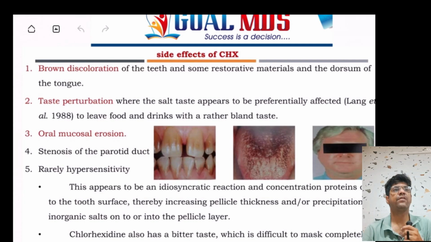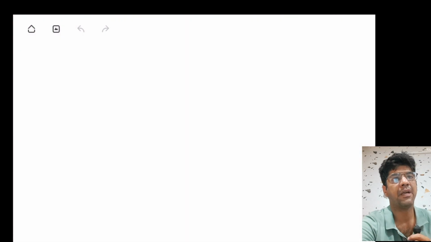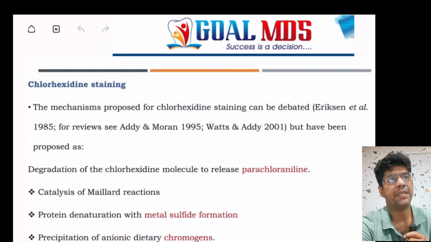While the side effects of chlorhexidine, there could be brown discoloration of teeth, as you can see in this picture. There could be taste perturbation, and the salt taste appears to be preferentially affected. Oral mucosal erosions, stenosis of the parotid duct. Rarely, hypersensitivity could be a side effect of the chlorhexidine.